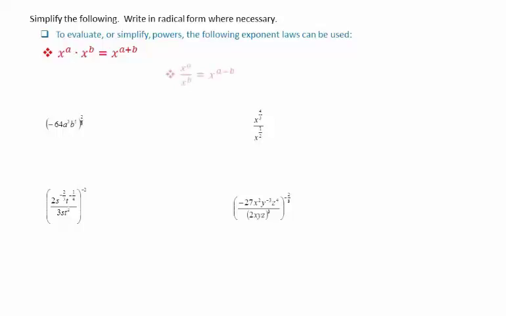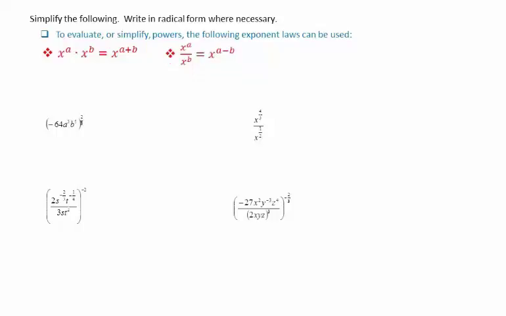Simplify the following. Write in radical form where necessary. To evaluate or simplify powers, the following exponent laws can be used. X to the a times x to the b equals x to the a plus b. When you multiply powers of the same base, add the exponents.